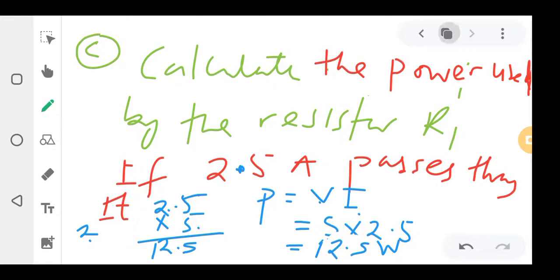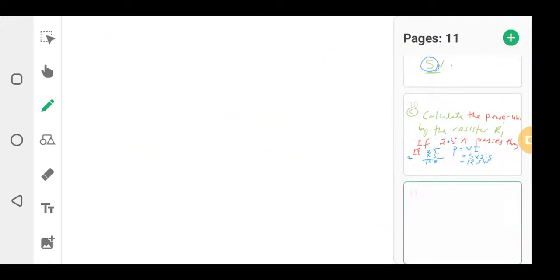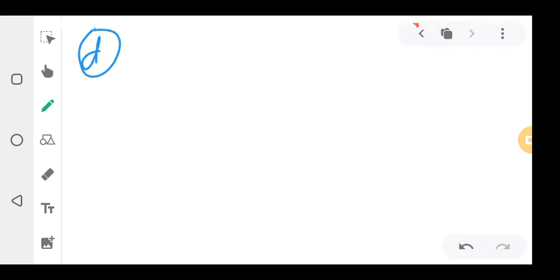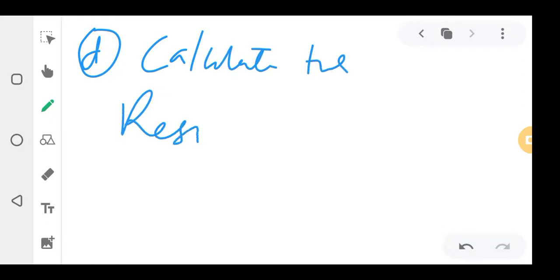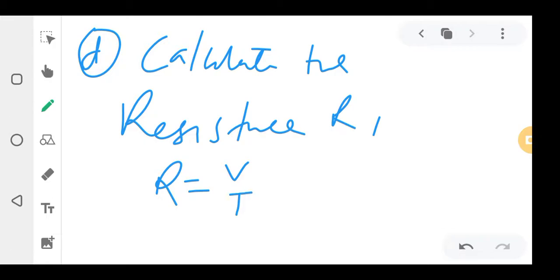Okay, question D. I'll put question D here. I'm going to include it, though it was not there in the question, because I want to make you understand something. First I'll write question D, the one that's in the question: calculate the resistance R1. So resistance is equal to voltage over current.